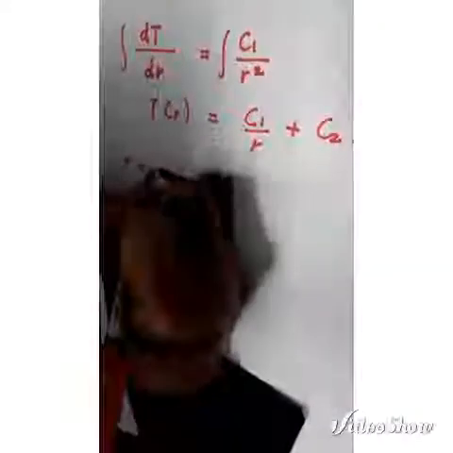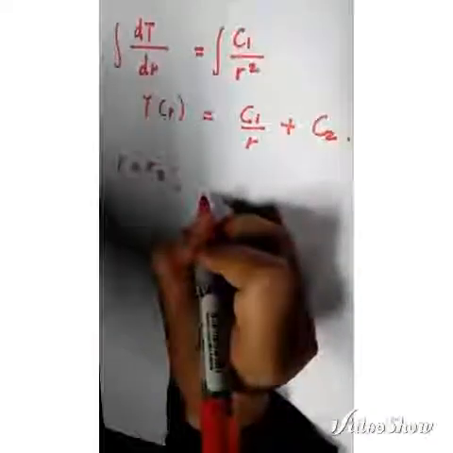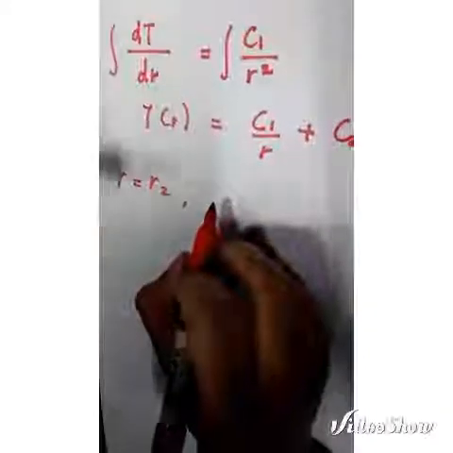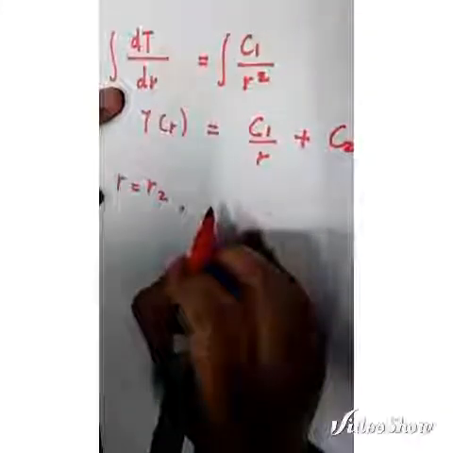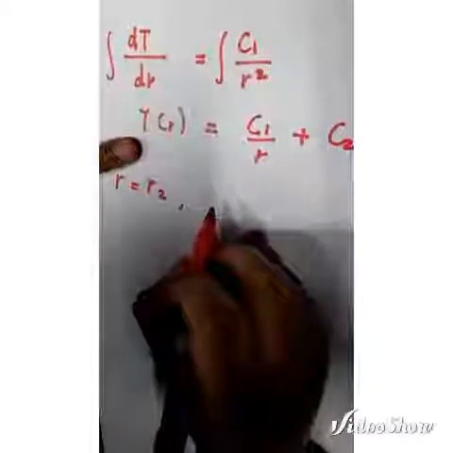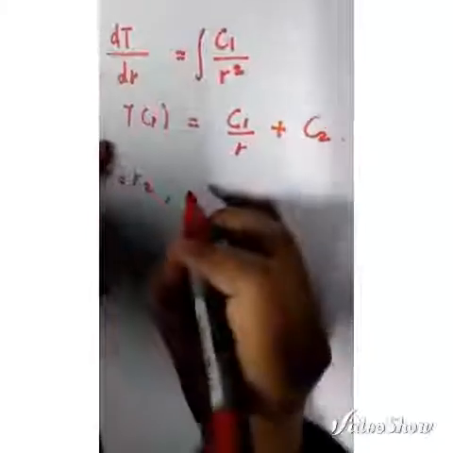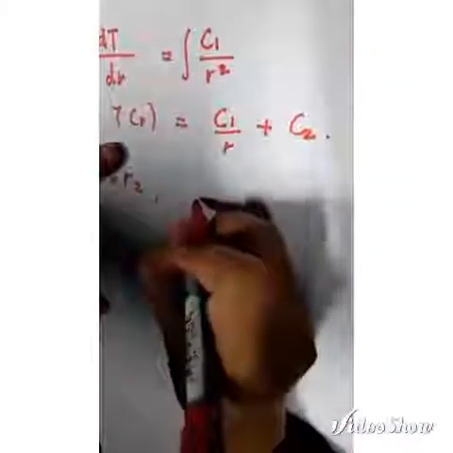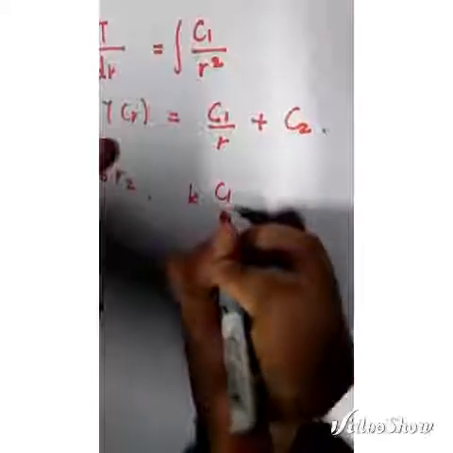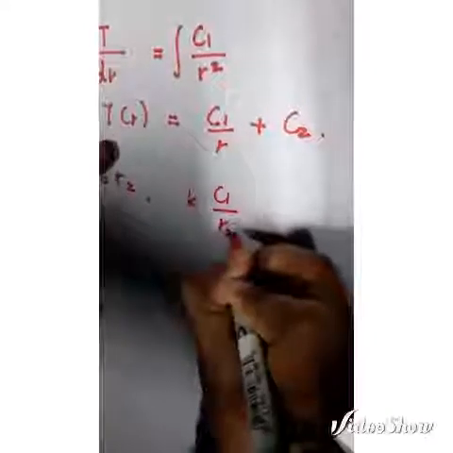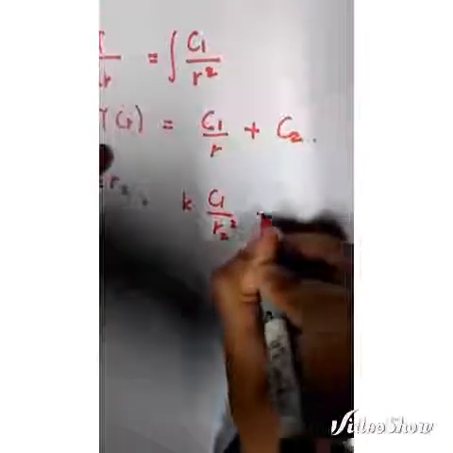Evaluating at R is equal to R2, we know that dT over dr is equal to C1 over R2 squared. We will substitute this into the second boundary equation, which will look like this. K C1 over R2 squared is equal to heat flux. And then we solve for C1.